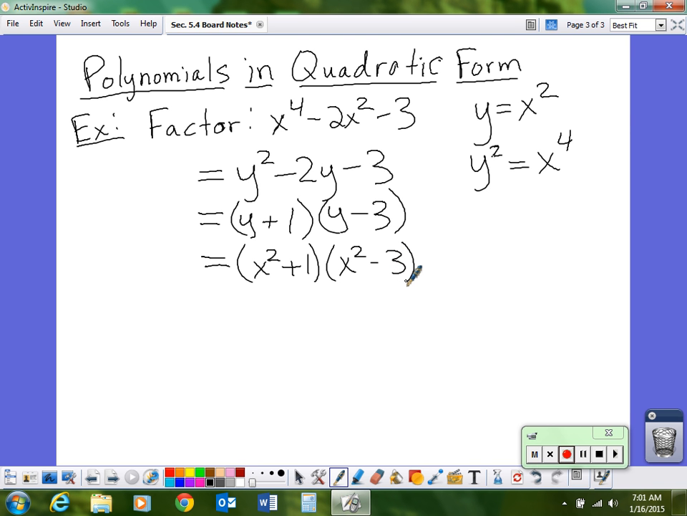We now look at these two sets of parentheses and try to determine, can we factor them further? As we have seen in other examples, you'll see it on the worksheet, and so on, sometimes these are difference of squares. In this case, these are not. We have a sum of squares in the first parenthesis. We have what appears to be a difference of squares in the second parenthesis, but the 3 is not a perfect square. So we cannot factor any further. This is our final answer.